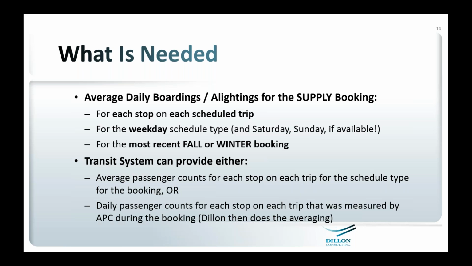And it's usually for the most recent fall or winter booking. A booking is a period of the year over which a schedule is in effect. They're usually very seasonal. The reason we like the fall or the winter ones is those are the periods of highest ridership. A client can provide to us either the average passenger counts for each stop and each trip for the schedule type, or give us the daily ones, and then we'll do the averaging after that.